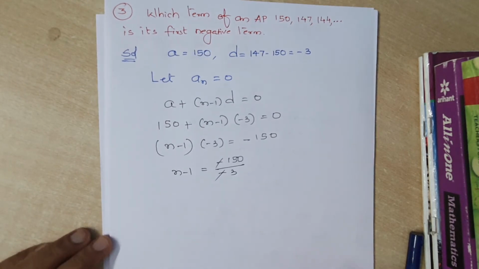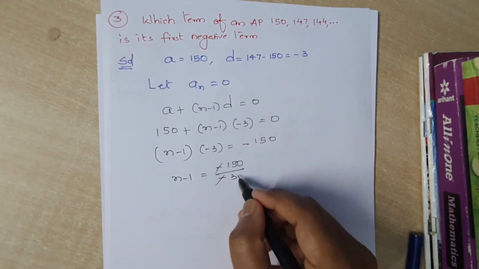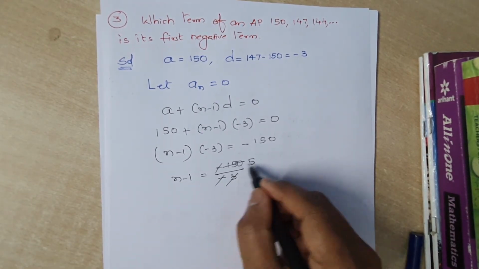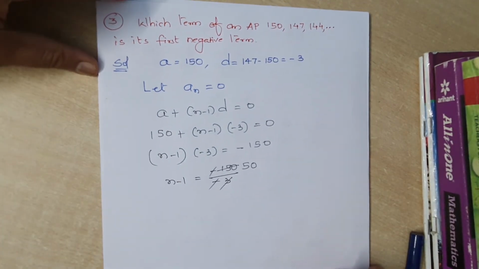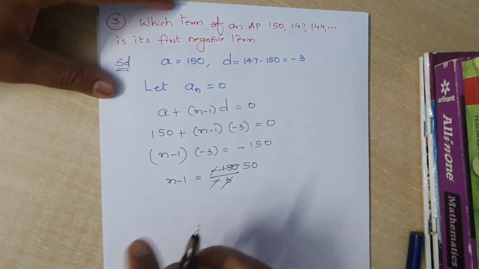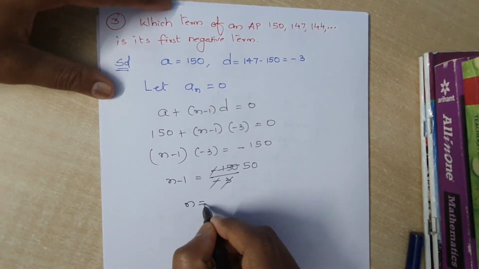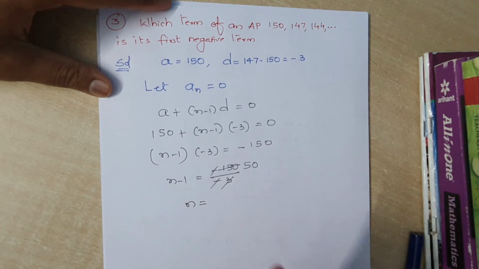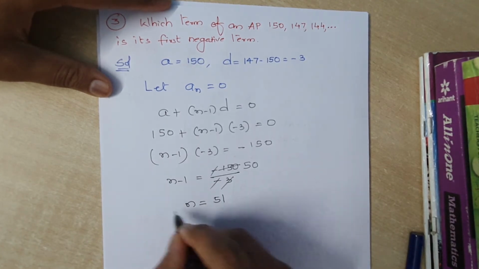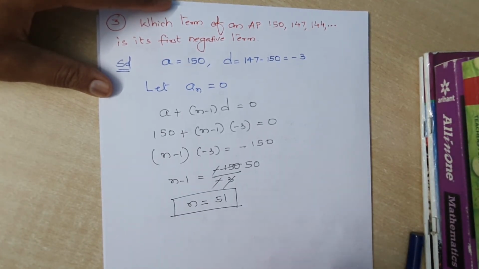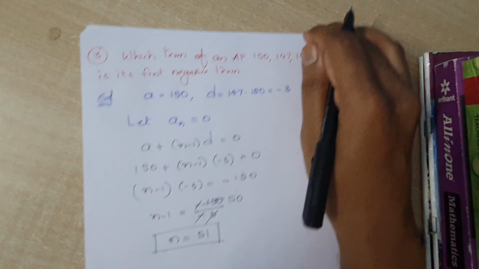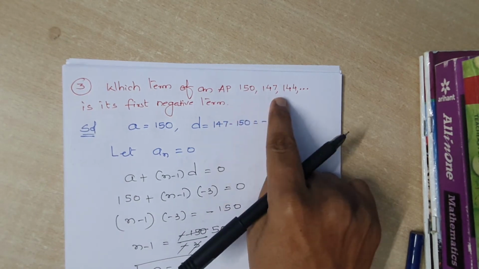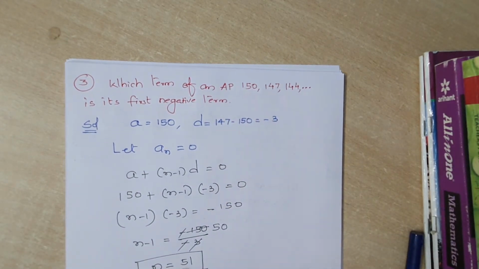Cancel. So because minus minus plus, now 3 5s are 15. So we got n minus 1 is equal to 50. So what is n? N is equal to 50 plus 1. Minus 1 അങ്ങോട്ട് plus 1. അപ്പോൾ 50 plus 1, what is it? 51. So we got the value of n. n is 51. So that means ഈ ഒരു എ പിയിൽ 51st ടേം എന്താണ്? 0 ആണ്.